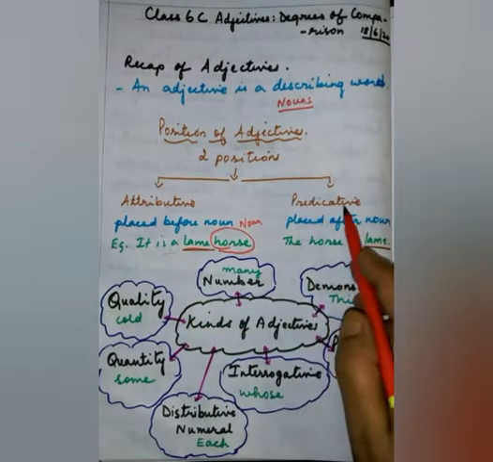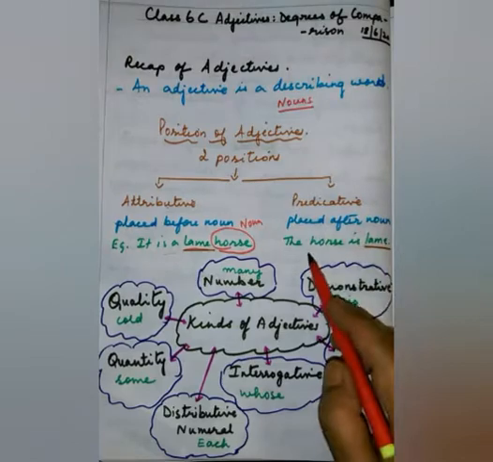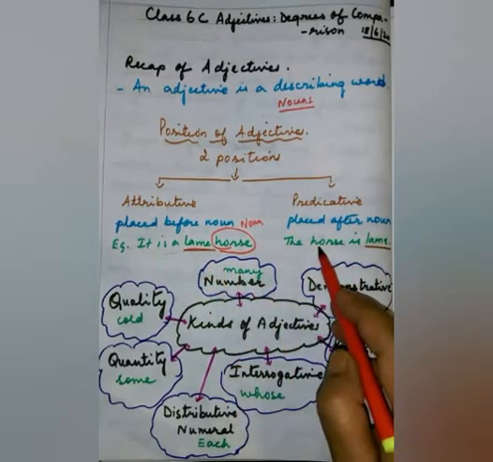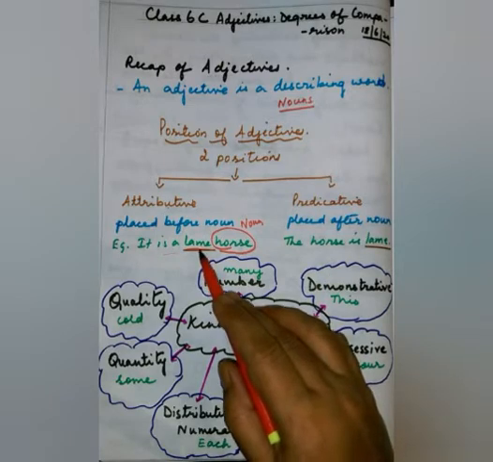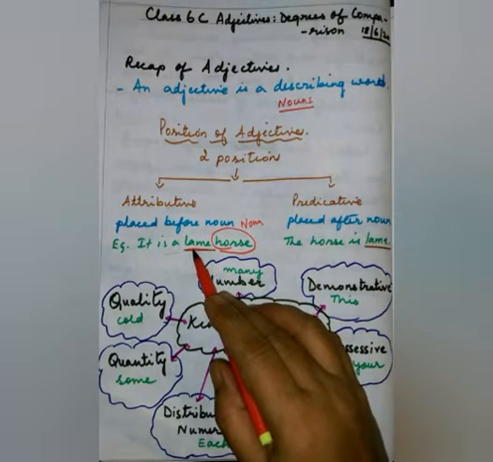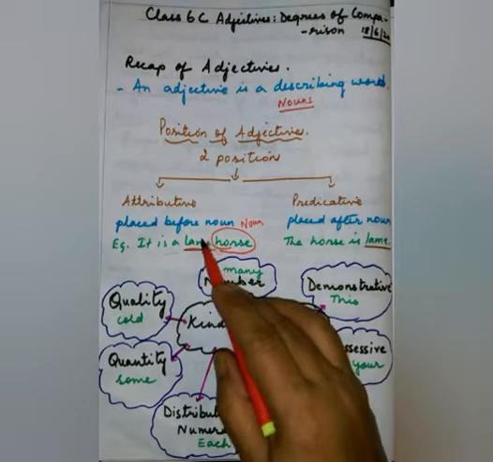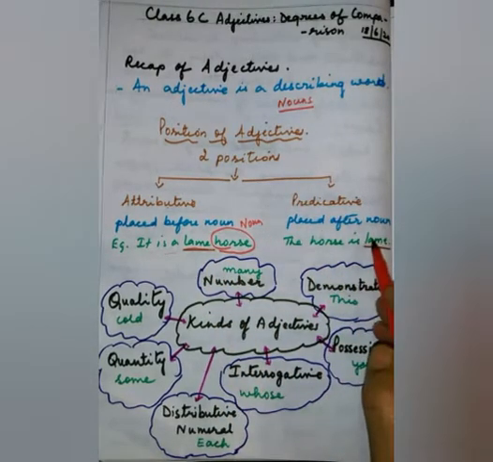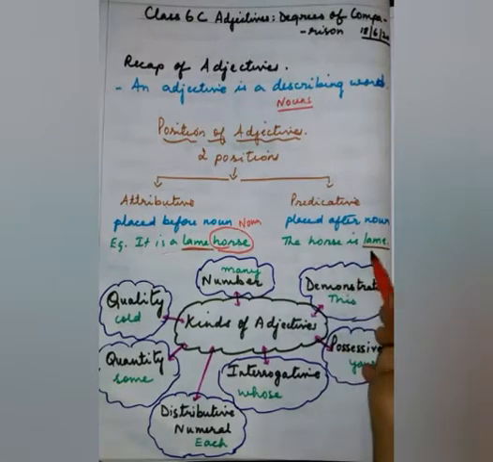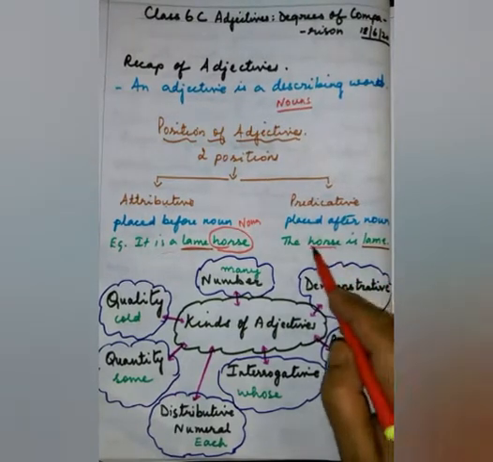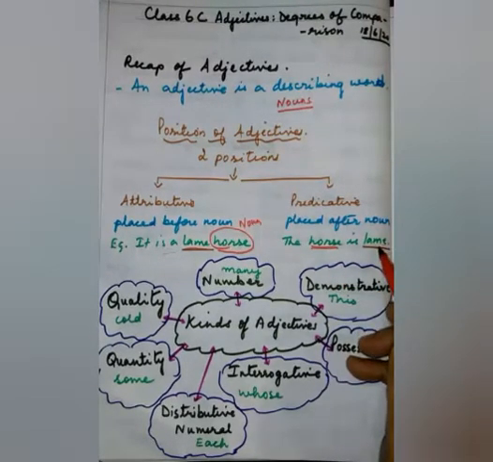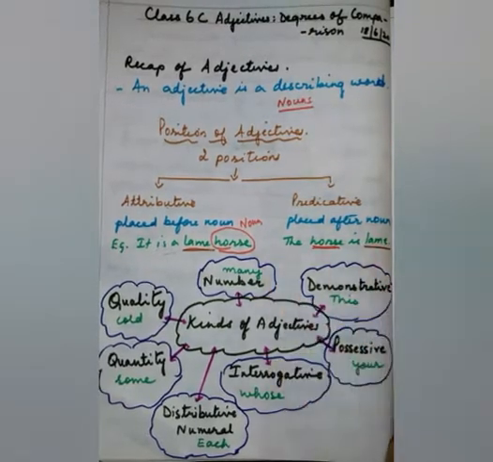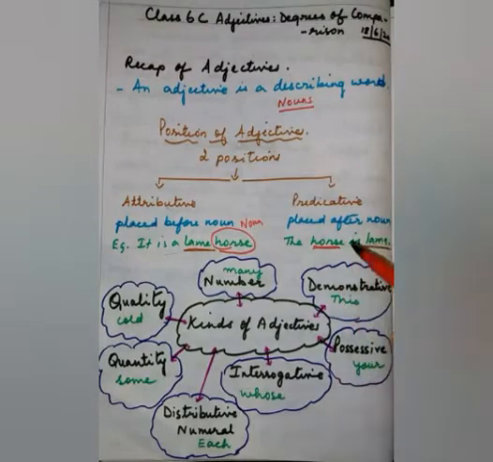The other one is predicative, placed after the noun. The horse is lame. These two sentences mean the same, but we have changed the position of the adjective. So when it comes before the noun, it is attributive. When it comes after the noun, it is predicative. Here, the horse is lame. So the noun is coming here, and after the noun, we have the word lame. So this is a predicative adjective. But both are adjectives. We have learned this in the last class.